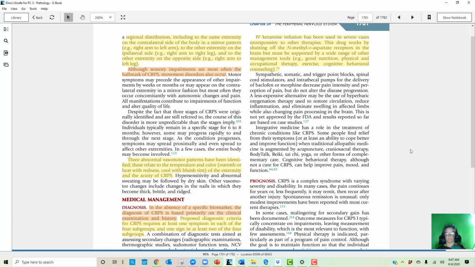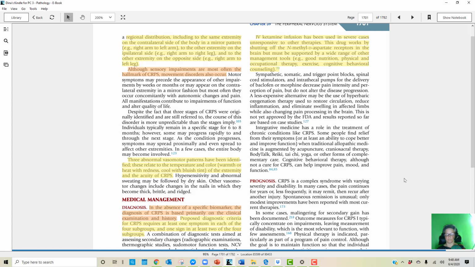A less expensive alternative may be the use of hyperbaric oxygenation therapy used to restore circulation, reduce inflammation, and eliminate swelling in affected limbs while also changing pain processing in the brain. This is not yet approved by the FDA and results reported so far are based on case studies.